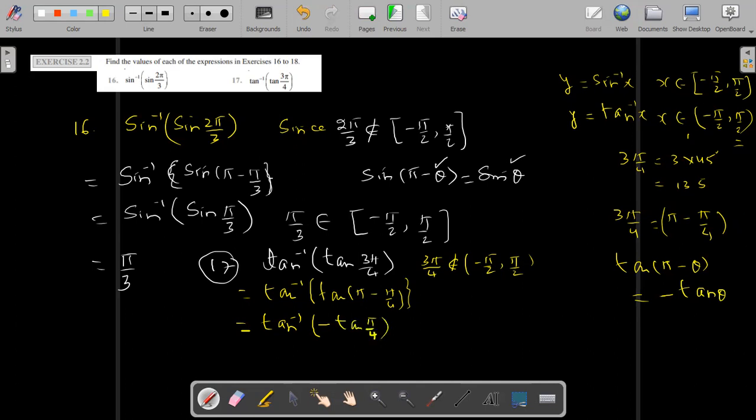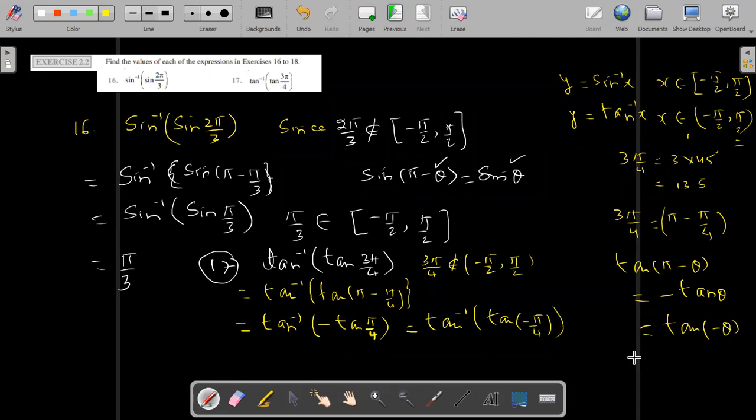And remember, when there is a minus, we cannot cancel this. Tan inverse and tan cannot be omitted because of this minus. So this minus should be removed from here. In tan, I told you, minus tan theta is tan of minus theta. So this can be written as tan inverse tan of minus pi by 4. The negative sign will go inside the angle.